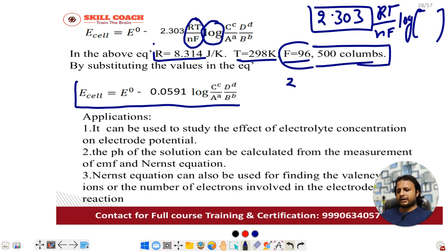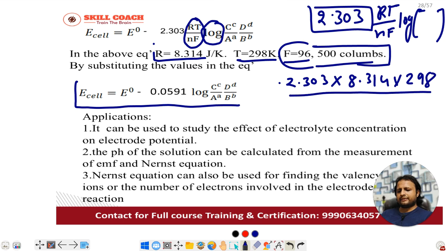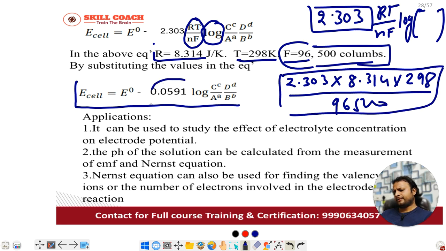So we can write 2.303 into 8.314 into 298, divided by 96,500. So when you solve, you will get the result like this.